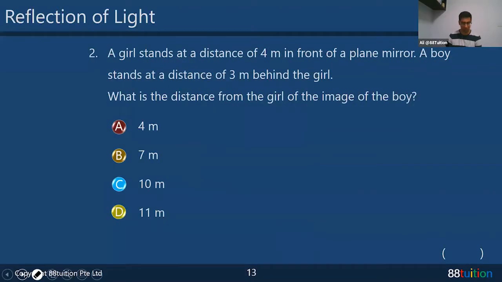Easy one. Reflection. Okay, now a girl stands at a distance of 4 meters in front of a plane mirror. A boy stands at a distance of 3 meters behind the girl. What's the distance from the girl of the image of the boy? Okay, so the girl is 4 meters and a boy is 3 meters behind the girl. That means the boy is 7 meters away from the mirror, right? So what's the distance from the girl of the image of the boy? Wow. This one is a bit tough.